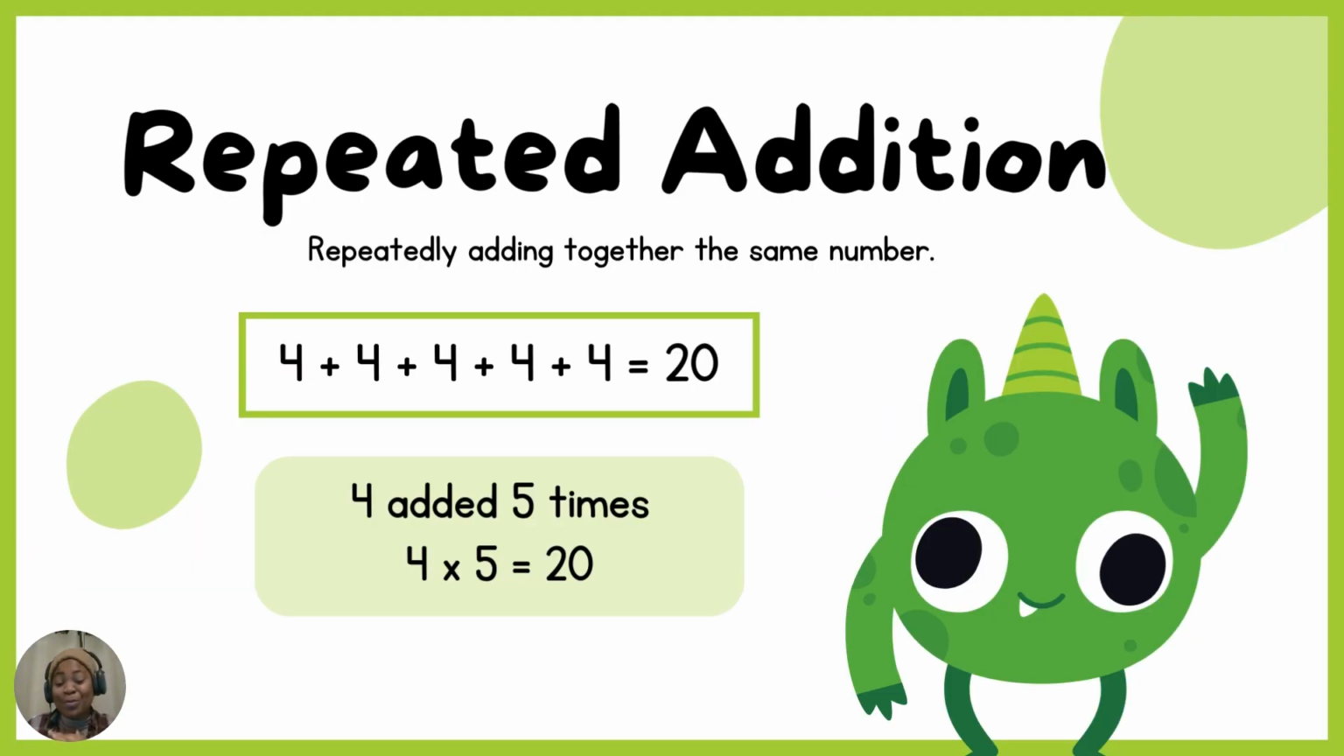That is called repeated addition. This simply means when we repeat the same numbers. Okay, that is repeatedly adding together the same numbers. For example, we can see that the number 4 is added up 5 times. 4 plus 4 plus 4 plus 4 plus 4 equaling 20. So 4 added 5 times would give us 20.